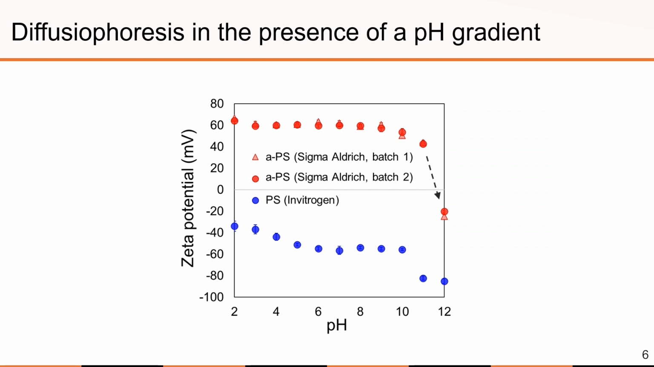Between pH 11 and 12, there is a sudden sign change of the zeta potential of APS particles, and these pH values are consistent with our test condition.